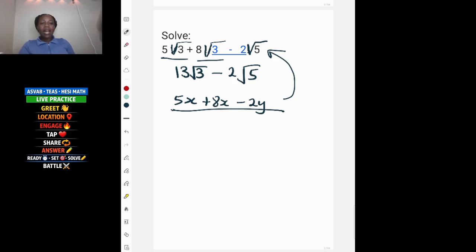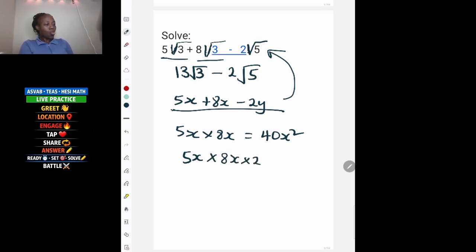But when it is multiplication, if you have 5x times 8x, that will be 40x squared, right? So, if you have that kind of thing with multiplication, let's say 5x times 8x times 2y, what will be the answer for this? I want to show us something that has to do with a radical in line with this.